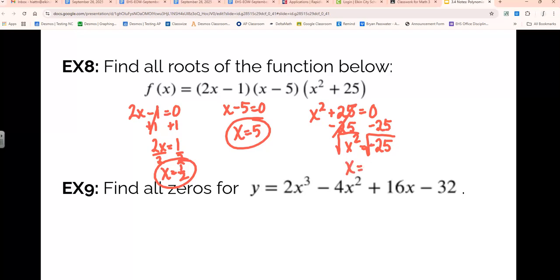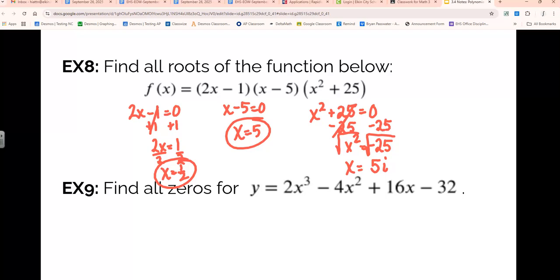But I've got the square root of negative 25. What that's going to give me is 5 with an i behind it, because that's going to be the square root of 25 times the square root of negative 1.